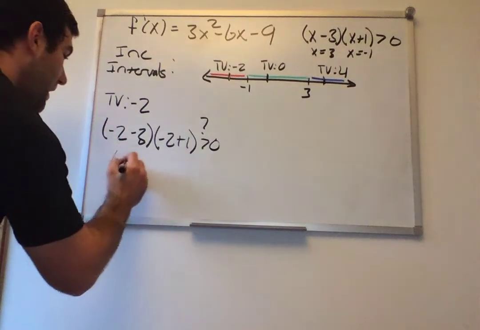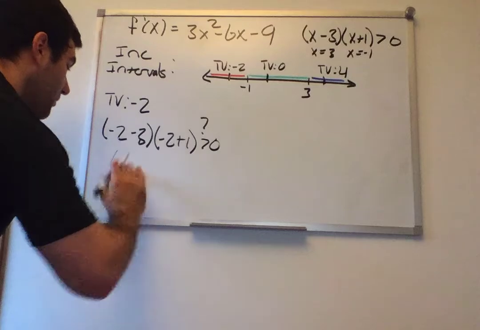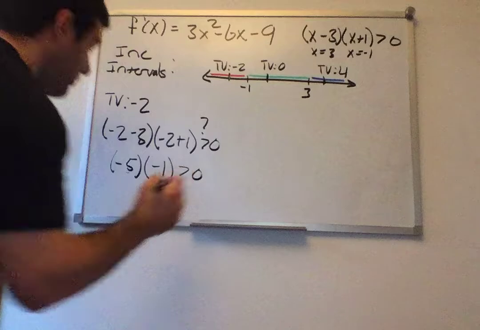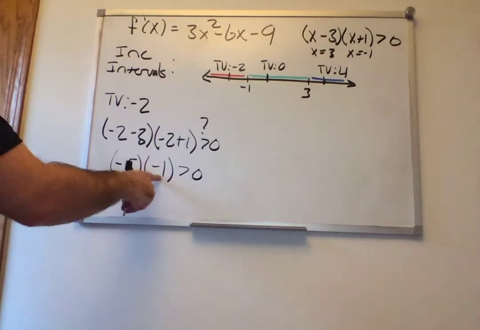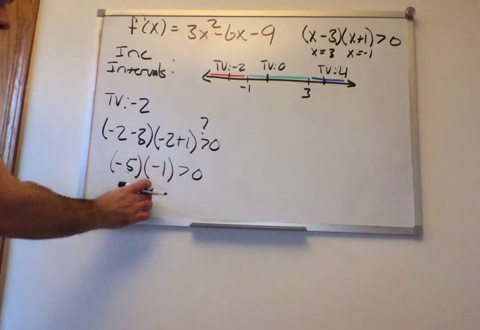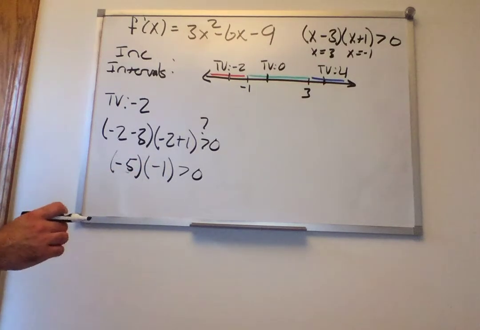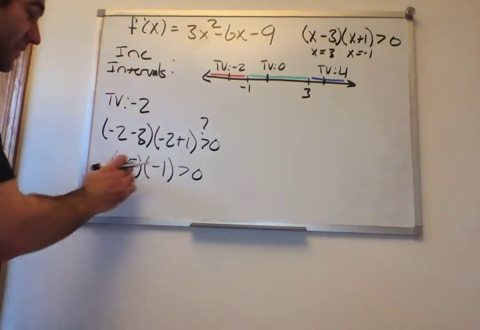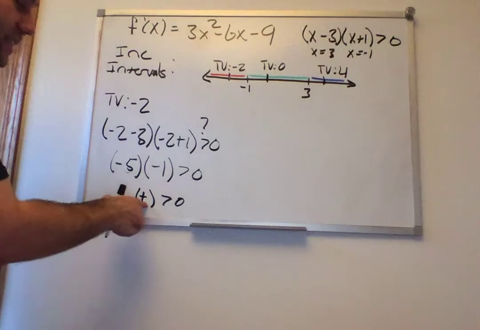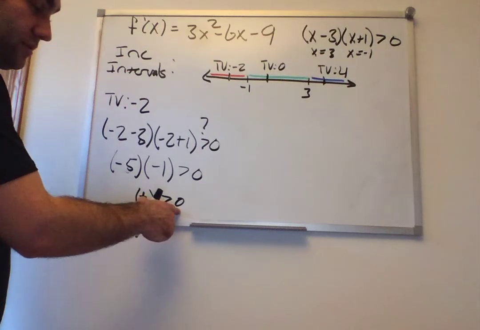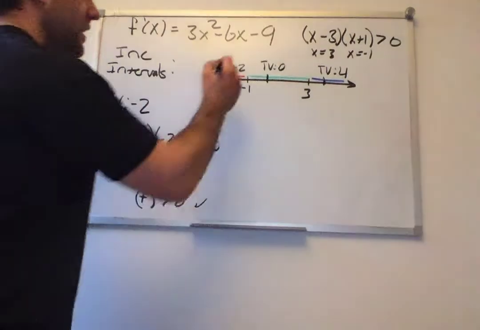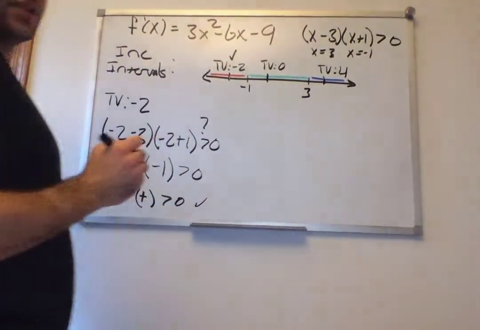Well, here we get -5 times -1 greater than 0. Well, this is a negative number times a negative number. Again, we don't necessarily care that it's going to multiply to a 5 over here. We just care about the sign. A negative times a negative is a positive number. Is a positive number greater than 0? It is. A positive number is greater than 0. So this interval right here worked.